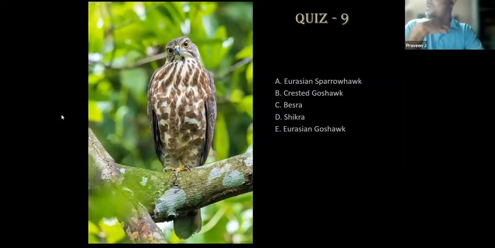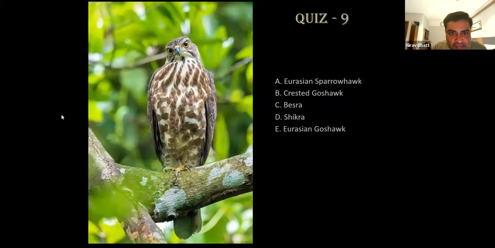Yeah, we have about 70 answers. Very mixed, but still Crested Goshawk 53%, 22% Shikra, 14% Besra, 10% Eurasian Goshawk. So we are getting more and more Crested Goshawk, which is once again correct. How do we eliminate the second most, Shikra, and Besra here? We'll see once again.